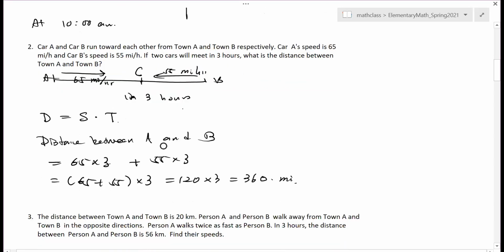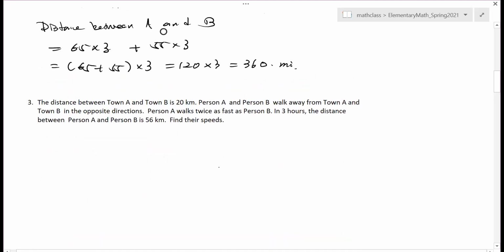Okay, good. So the third problem, where we know the distance between A and B. Person A and person B walk away from A and also from B in the opposite direction. But person A walks twice as fast as B. In 3 hours, the distance between person A and B is 56 kilometers. Find their speed.